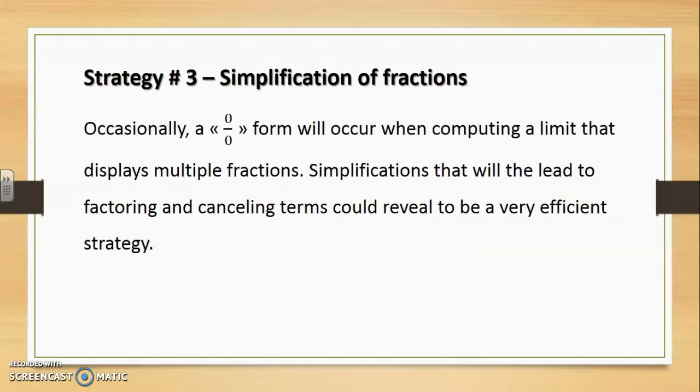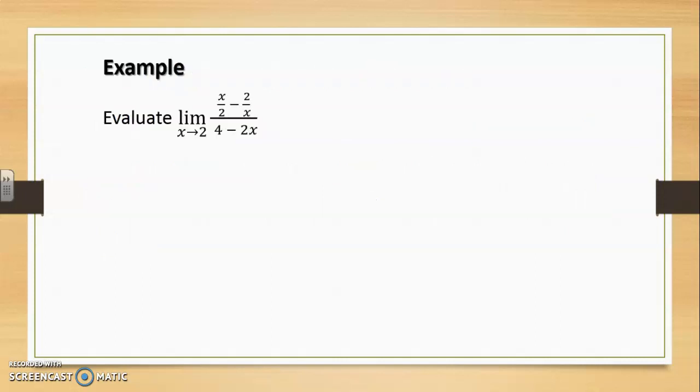Strategy number 3 is to simplify fractions. Occasionally, a 0 over 0 form will occur when computing a limit that displays multiple fractions. Simplifications that will lead to simpler factoring and canceling of terms could prove to be a very efficient strategy.